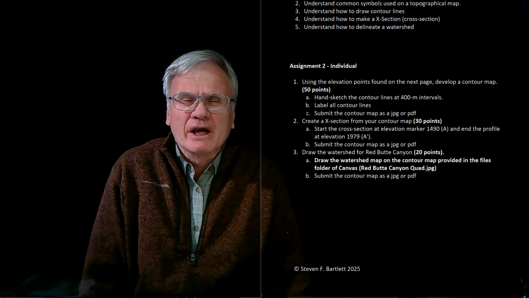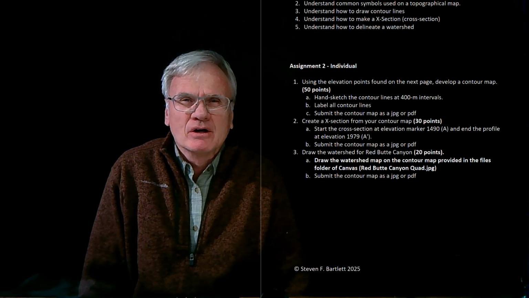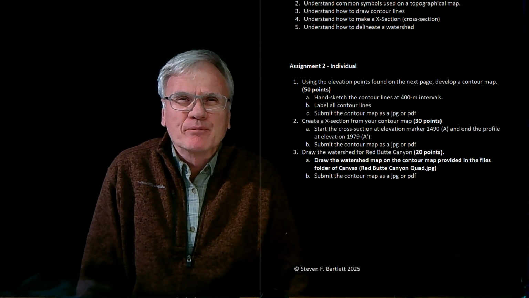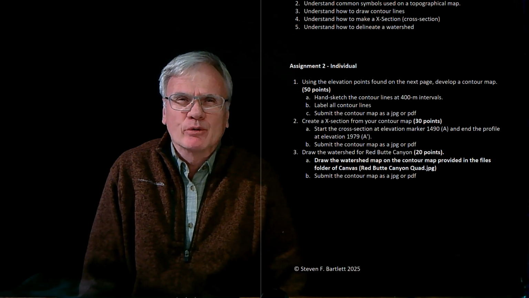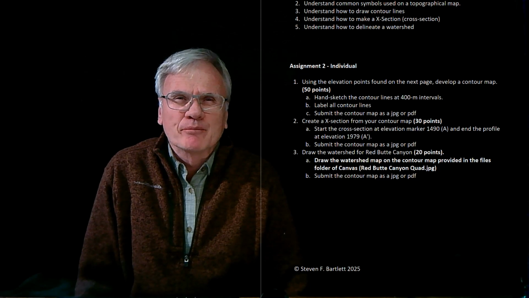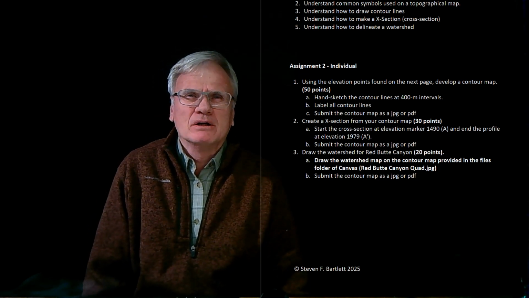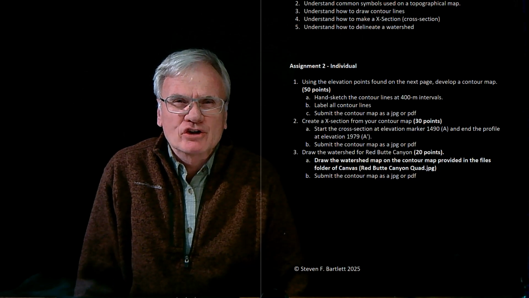Also, we'll create a cross section from the contour map that you create. I'll show you that section in just a minute, and we will use that to develop a profile view of the data so that we can see what the terrain looks like along a specific line. Then lastly, I'll talk about how to delineate a watershed map. Again, it's coming from contour data.